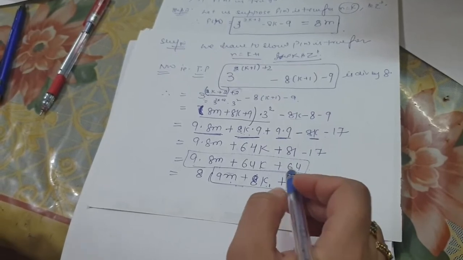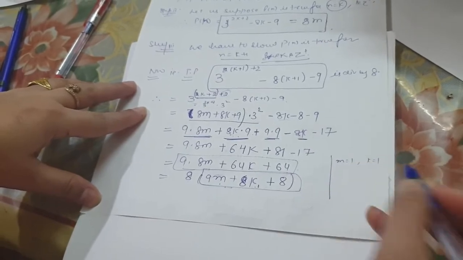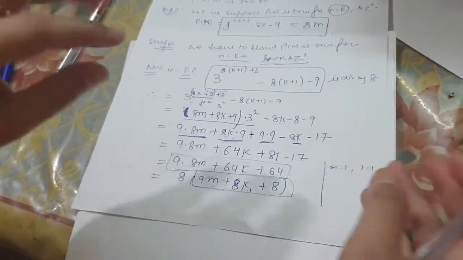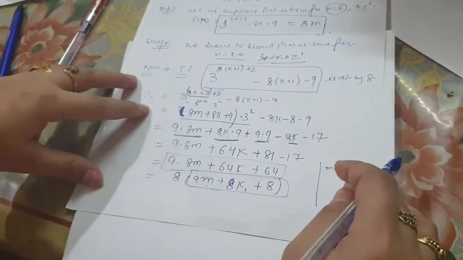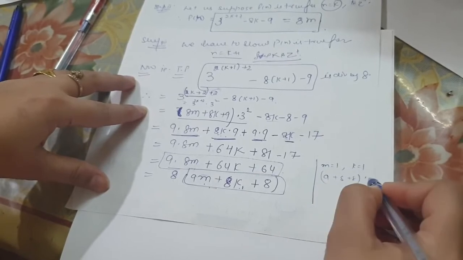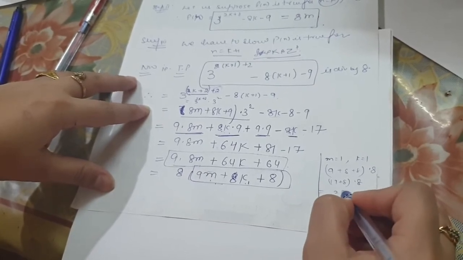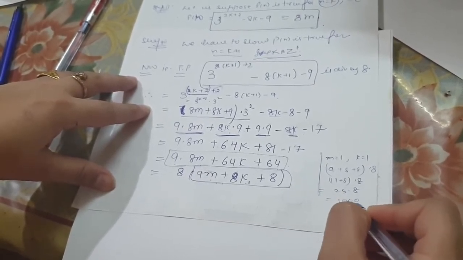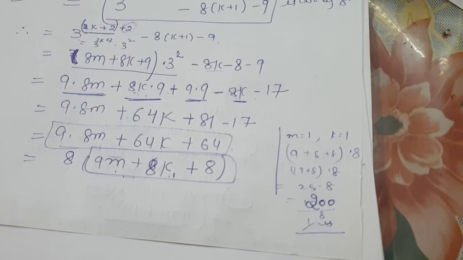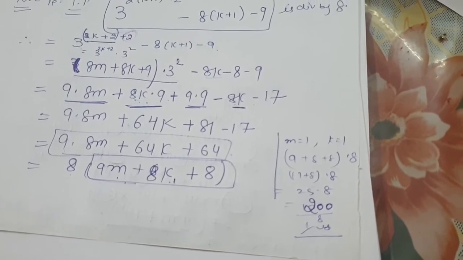So here we prove it, and you can verify like this. If you put m equal to 1 and k equal to 1, it is not compulsory to take the same value. You can choose different values for m and k, but they should be positive integers. So 9 plus 8 plus 8, multiplied by 8. 9 plus 8 is 17, 17 plus 8 is 25, into 8, it is 200. 200 divisible by 8, yes, it is divisible by 8 and the remainder will be 0.